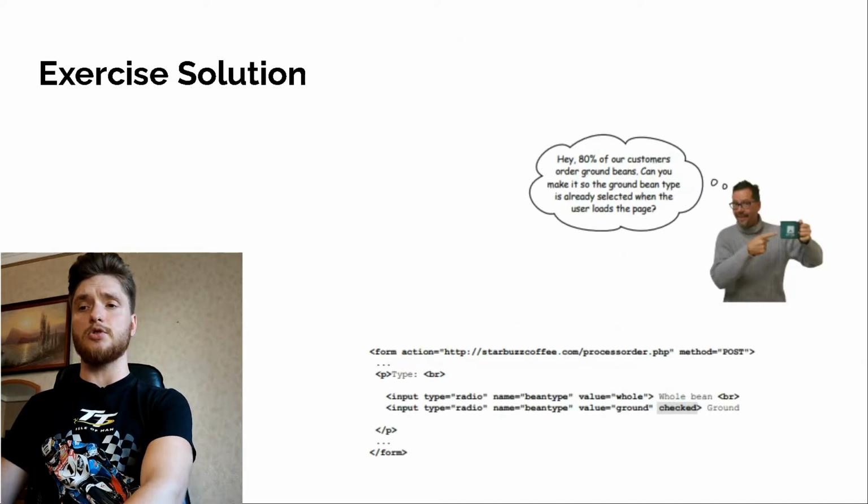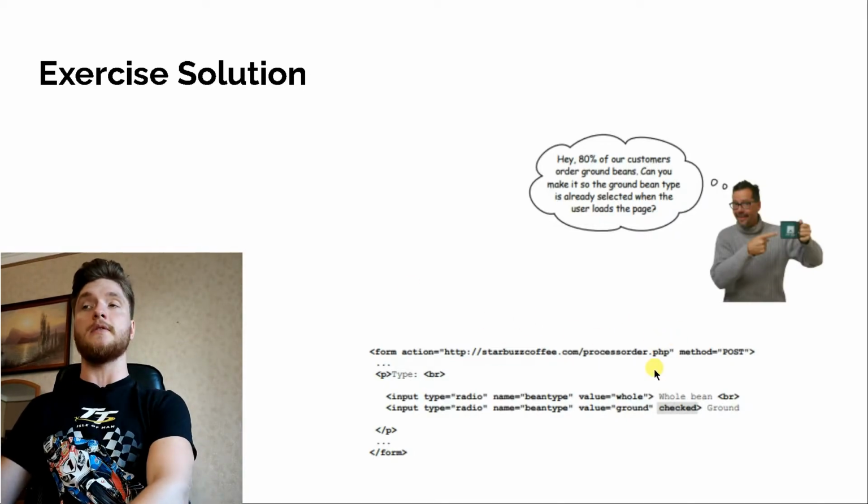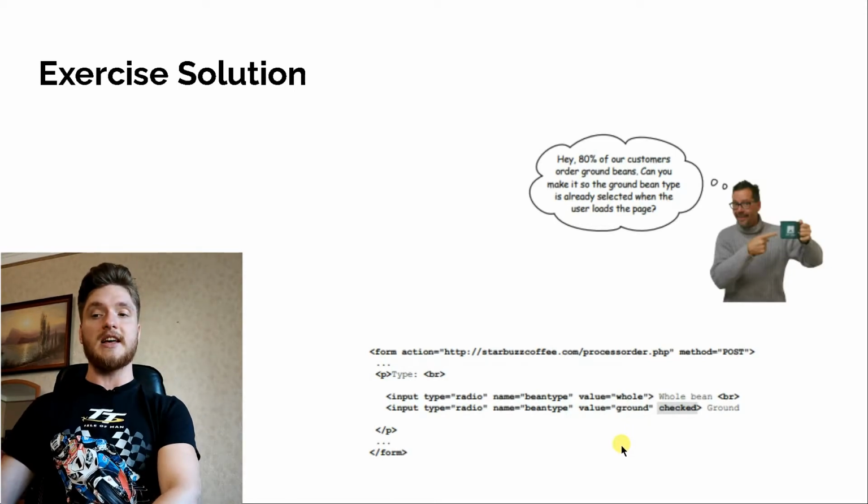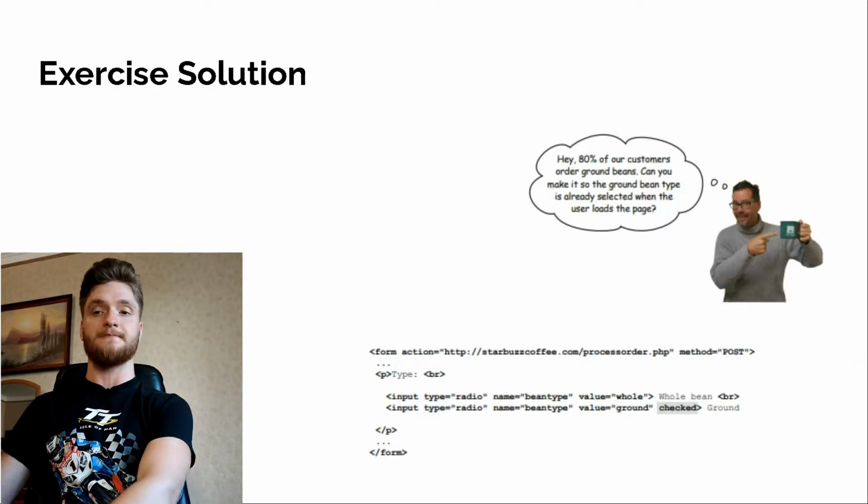Next exercise solution. Here is just the relevant section of the form in the form HTML, and here is the new attribute that selects the ground radio button.